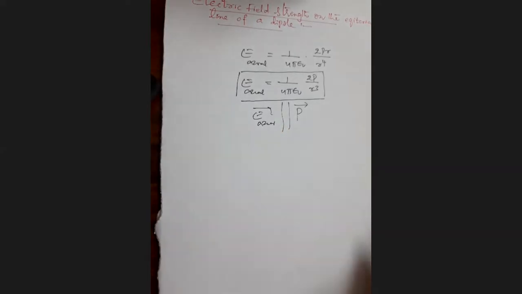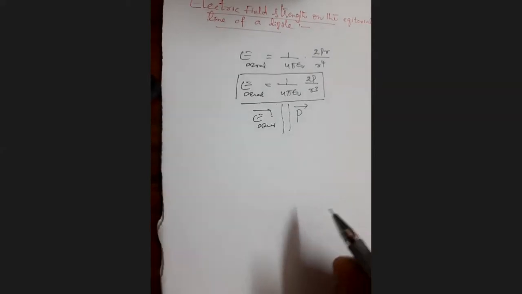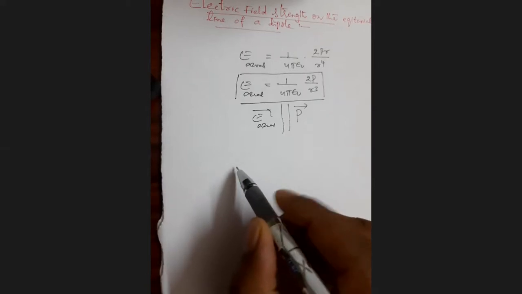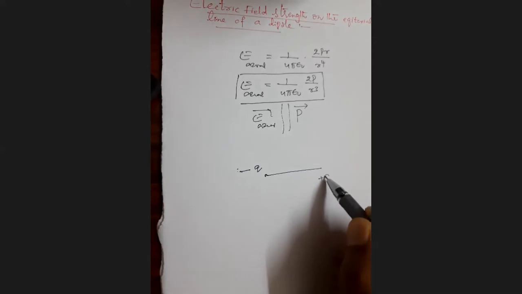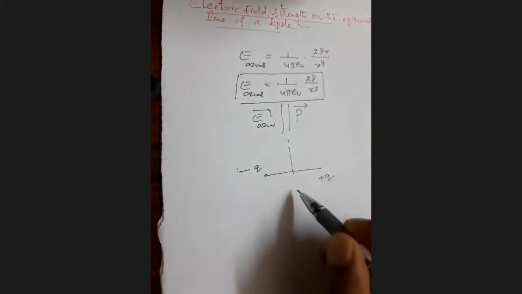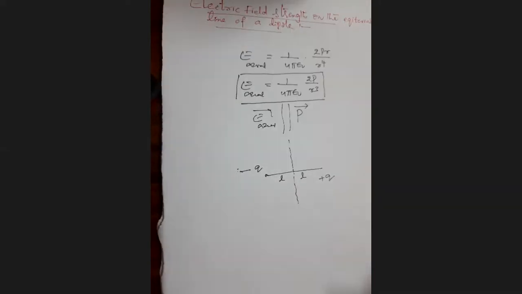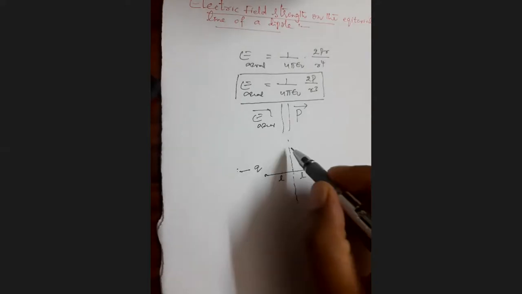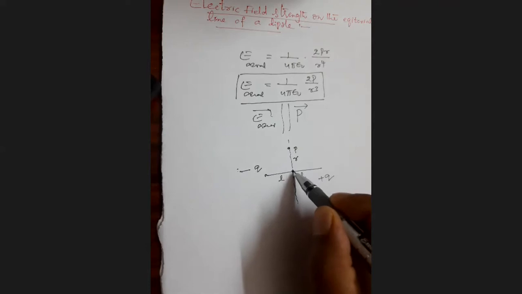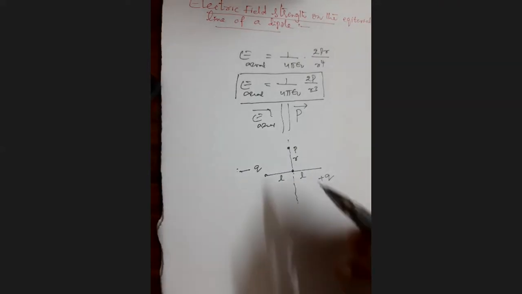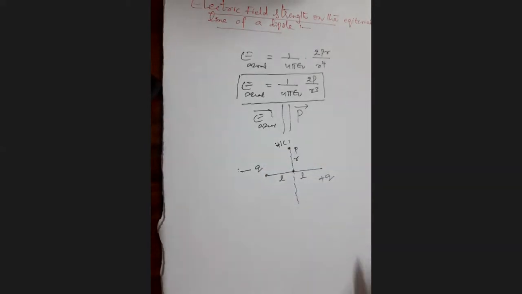The next, let us see how to calculate the field strength on the equatorial line of the dipole. For that I am drawing the figure: minus q, this is plus q, and this is the equatorial line. L, because the length of the dipole is 2L. On the equatorial line, I am considering the point P at a distance r from the center of the dipole. To calculate the field strength, just imagine that a 1 coulomb charge is placed at the point P.